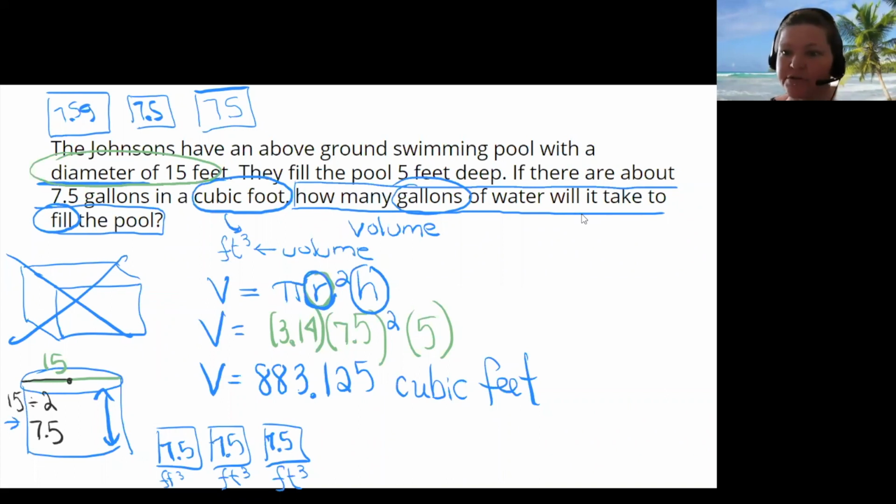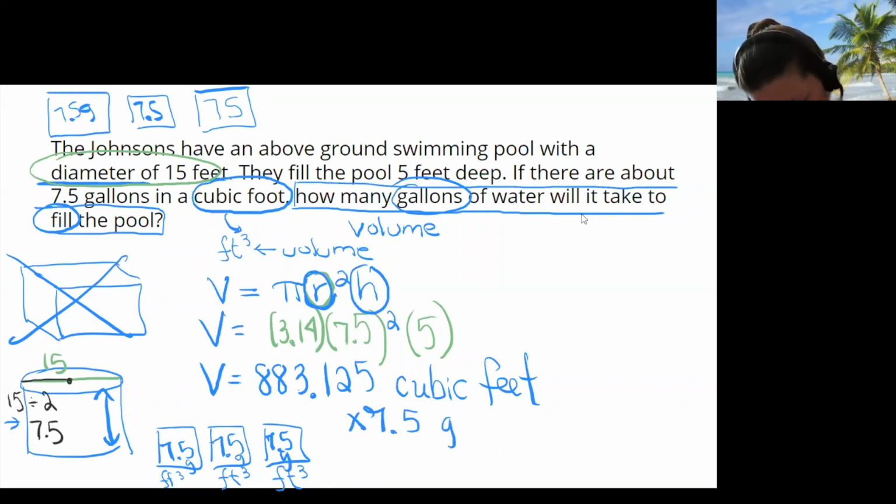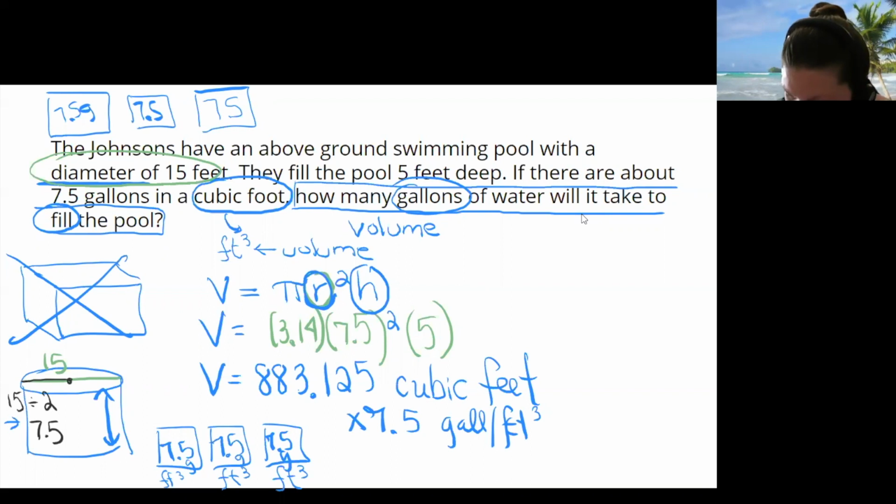But it's really hard for students to know whether to multiply or divide. And sometimes it's multiply and sometimes divide, depending on which direction you're going. Sometimes drawing out yourself a little diagram can help. So I got that. I'm going to do 883.125 times what? The 7.5 gallons in a cubic foot. And we're going to end up with a whole lot of gallons to fill that pool, which should make sense, actually. To fill a pool, it should be a lot of gallons.